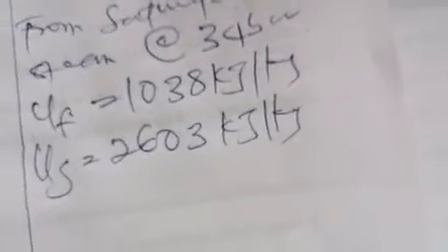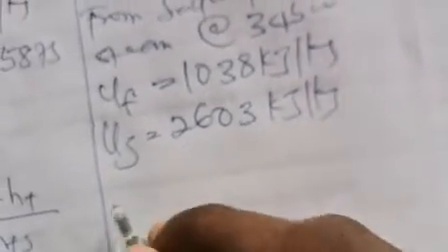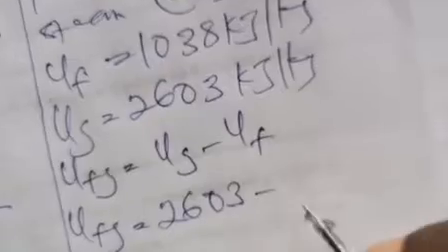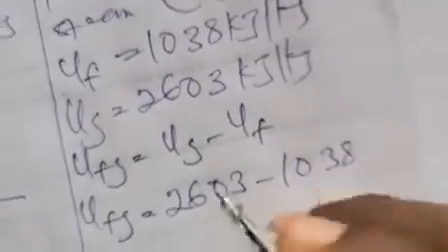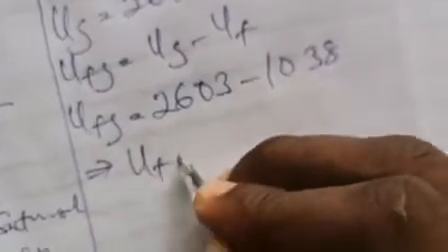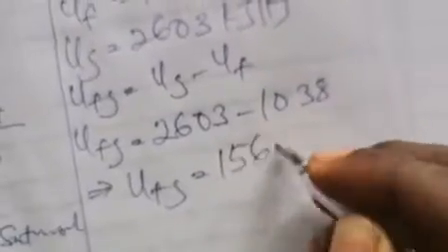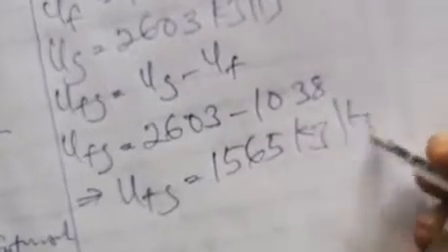Having known this now, you can find UFG, and that's simply UG minus UF. So UFG is equal to 2603 minus 1038. That simply means UFG is equal to 1565 kilojoules per kilogram. If we have this, we can now substitute into this equation to obtain the specific internal energy.